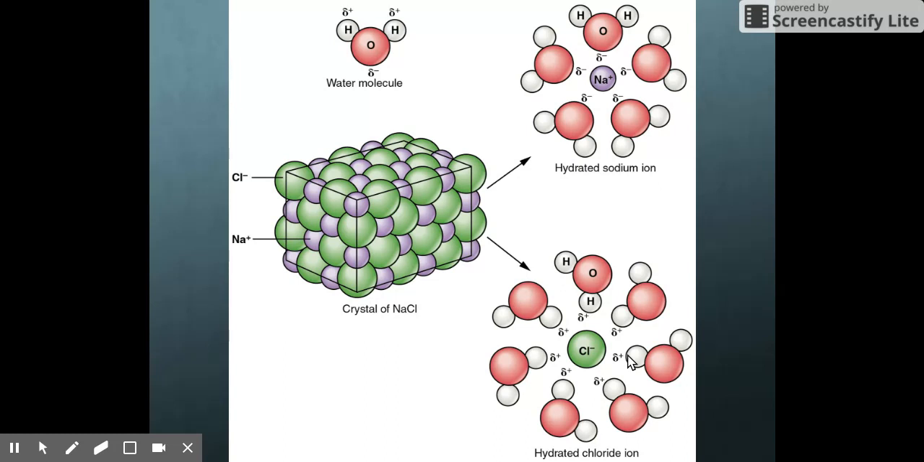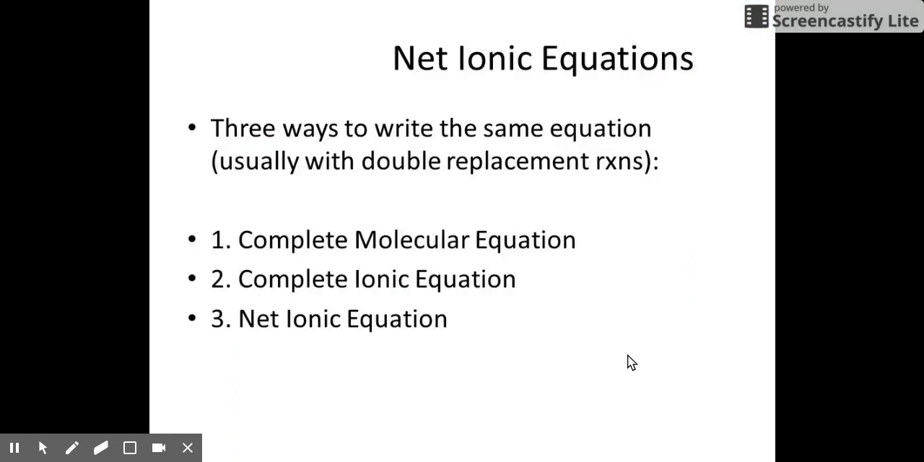Most ionic compounds, the strong electrolytes, completely dissociate into their component ions when they are dissolved in water. For today, our overall goal is to be able to write what we call net ionic equations. This is not the balanced chemical equation that we usually know, but an ionic equation. It should represent the ions that participate in the reaction.